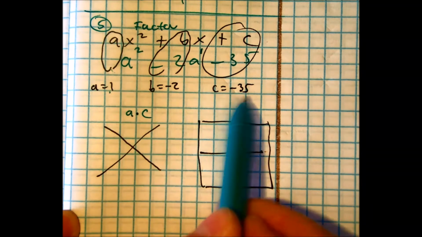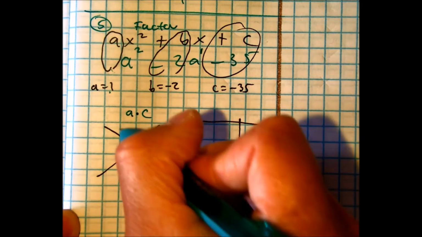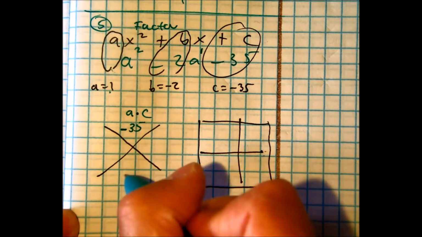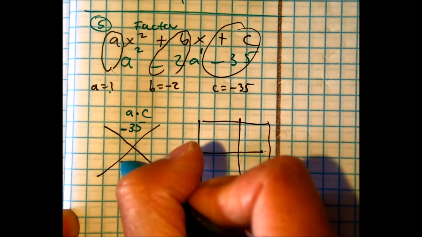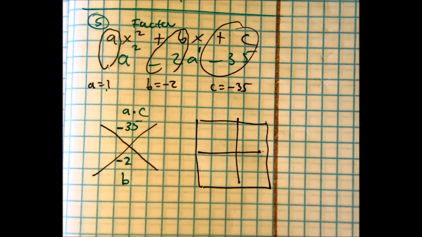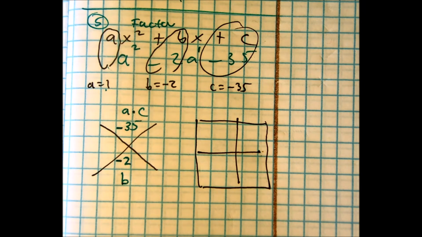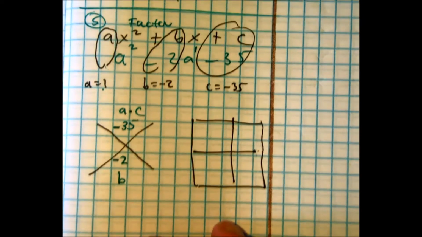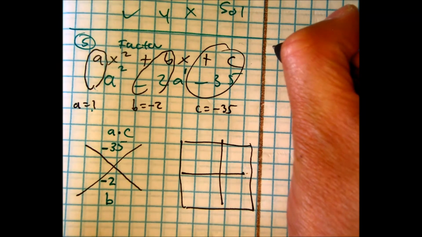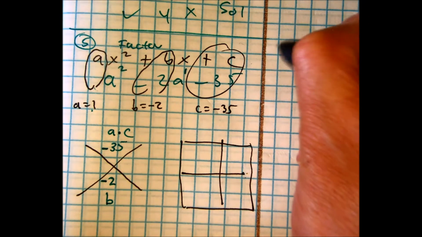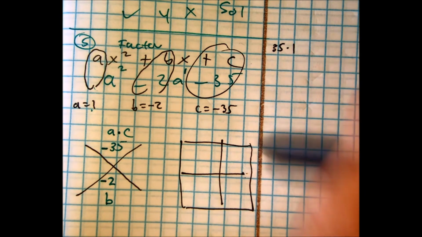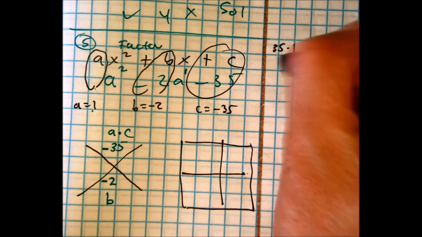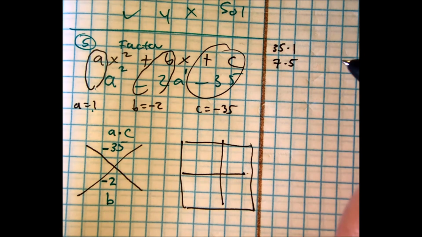So you take 1 times negative 35, the answer is? Negative 35. The B value is? Negative 2. Let's say you're stuck. You're not sure what 2 numbers will multiply, so you can write out all of the factors of 35. Now, when you do this, write the bigger number on the left. 35 times 1. Someone give me another pair. 7 times 5. Any others?